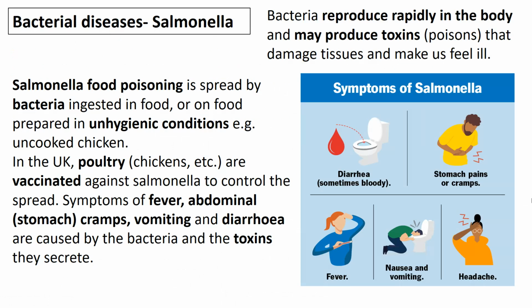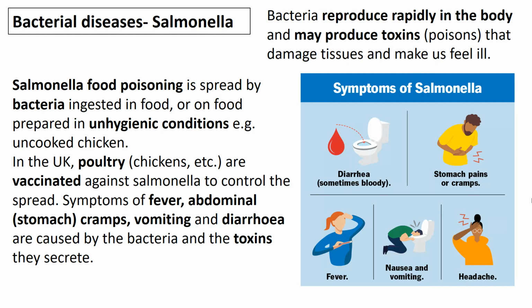The types of bacterial diseases you need to know about. The first one is specifically Salmonella. In general, bacteria reproduce rapidly when they're in the body, and they may produce toxins. These toxins damage the tissues and make us feel ill. Our immune system has to defend us against this, and we'll look at that in a bit. But Salmonella is basically what you get when you get food poisoning. There are other types of bacteria that can cause food poisoning, but Salmonella is one of the key types that you might catch. It's spread by bacteria in ingested food.